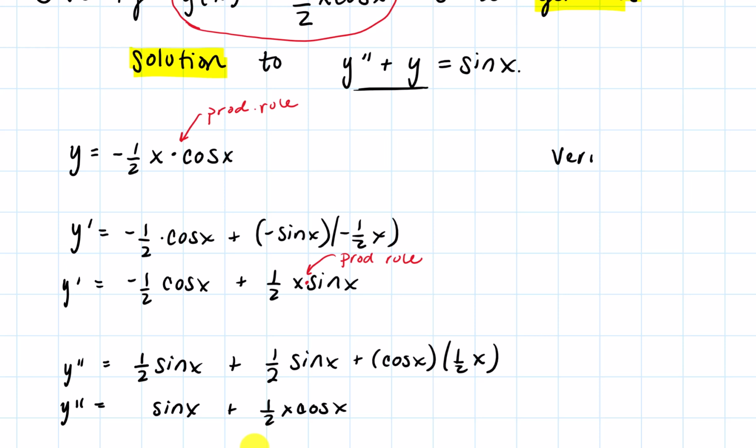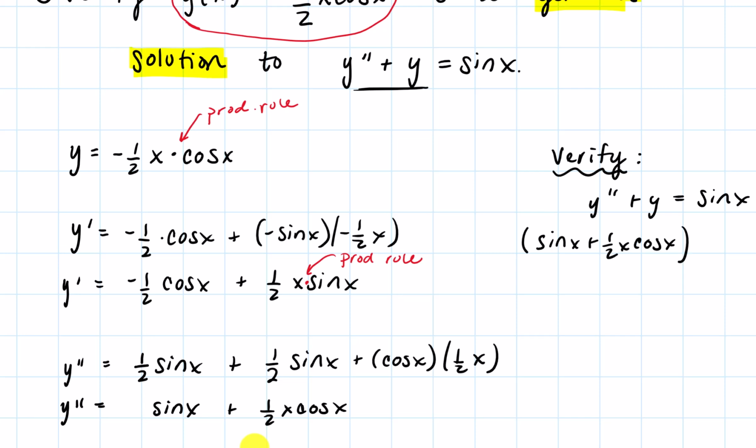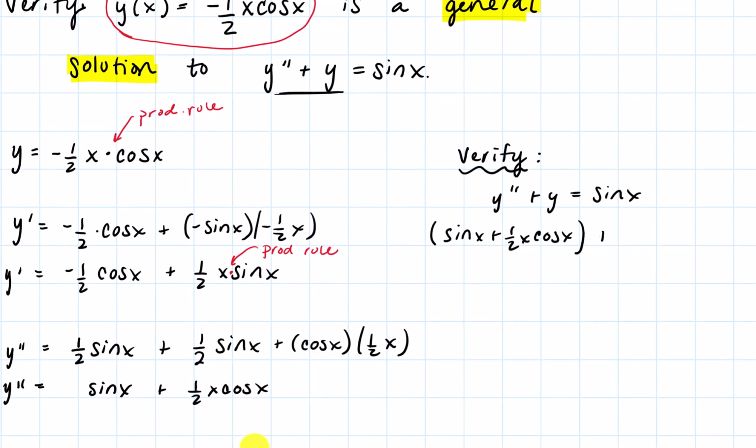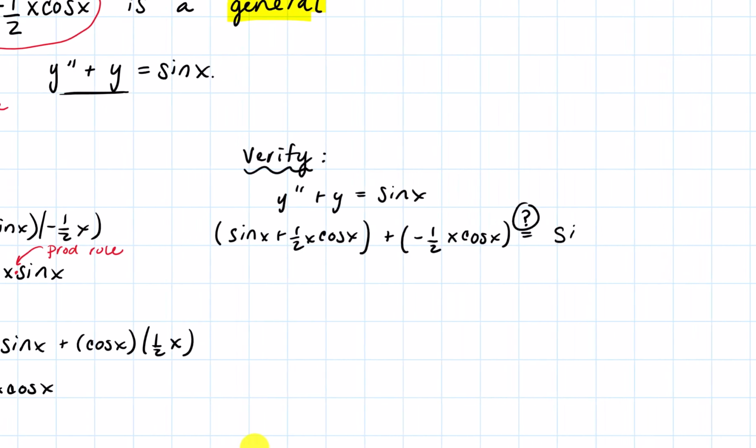Now we want to verify the solution. So we're trying to verify that y double prime plus y is in fact equal to the sine of x. So let's go ahead and plug in y double prime. Y double prime was sine of x plus 1/2 x cosine of x. And y, let's keep y there. Y was minus 1/2 x cosine of x. And we want to know, does that in fact equal the sine of x?